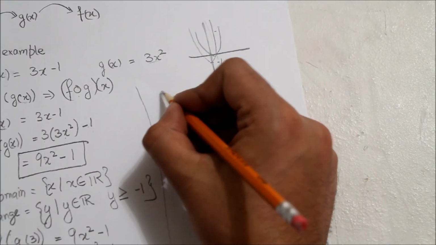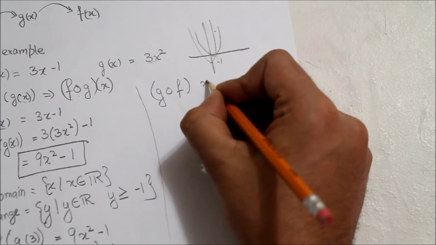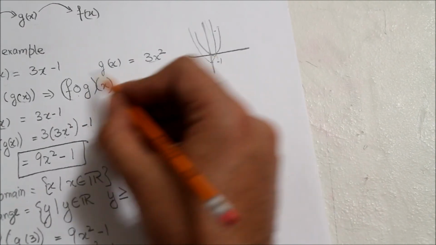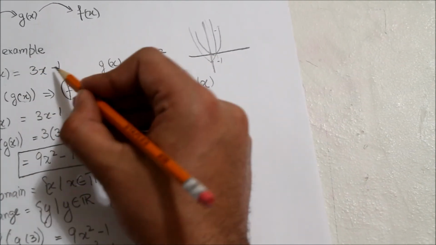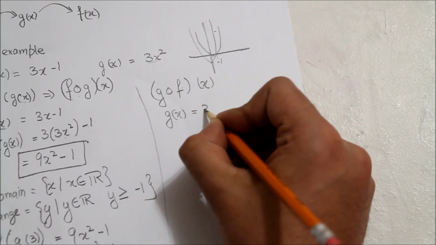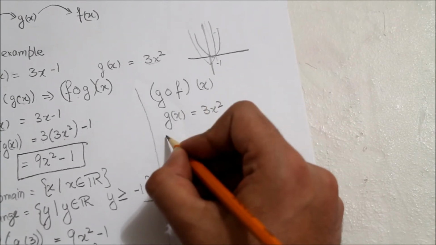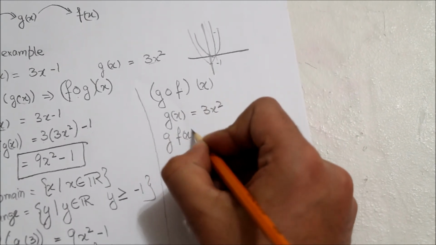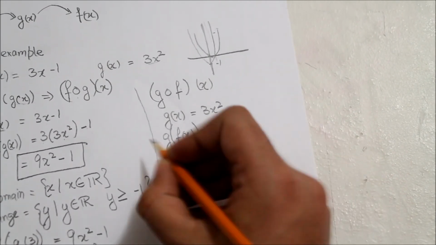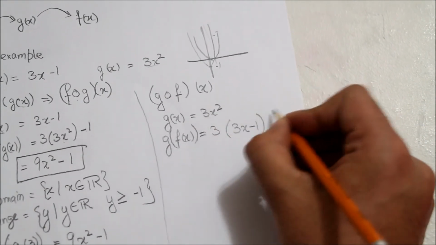What if we do g of f of x? So what we are doing is we're taking f of x values and putting these f of x values in g of x. So let's write g of x equals 3x squared, and in place of x we're going to put f of x. So g of f of x is equal to 3 times (3x minus 1) whole squared.